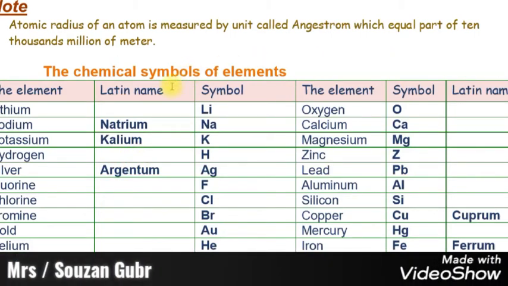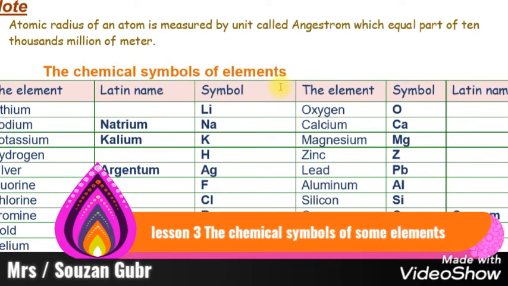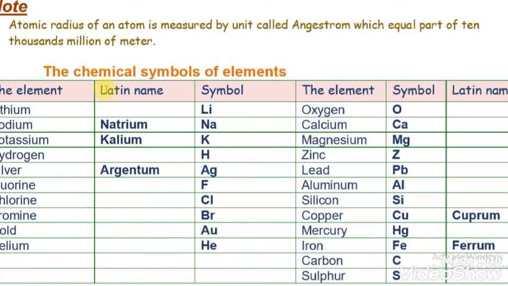In this video we will talk about the chemical symbols of some elements. Some elements have more than one letter as a symbol, because the first letter was common in these elements, such as calcium.